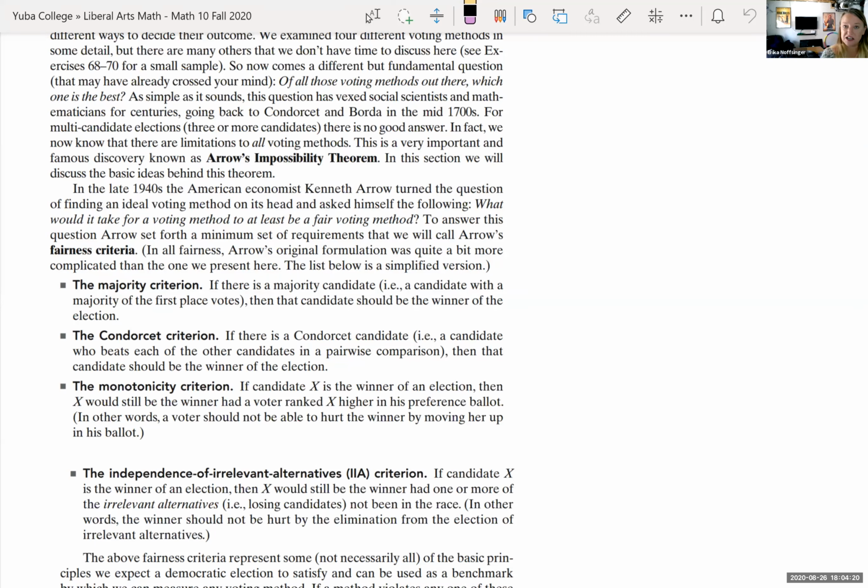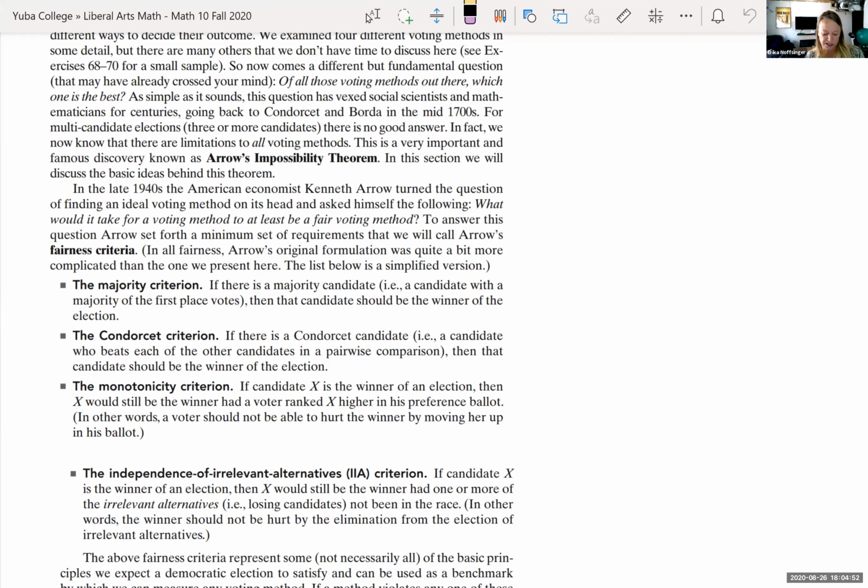So the majority criterion says if there is a majority candidate, i.e. the candidate with a majority of first place votes, then that candidate should be the winner of the election. We have the Condorcet criterion. If there is a Condorcet candidate, i.e. a candidate who beats each of the other candidates in a pairwise comparison, so that's what we were just looking at, then that candidate should be the winner of the election.